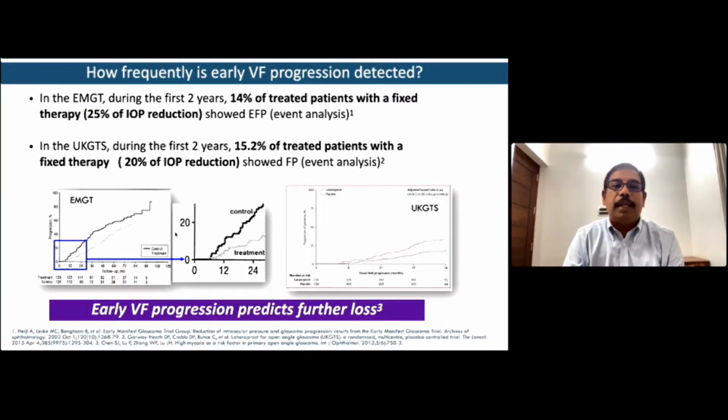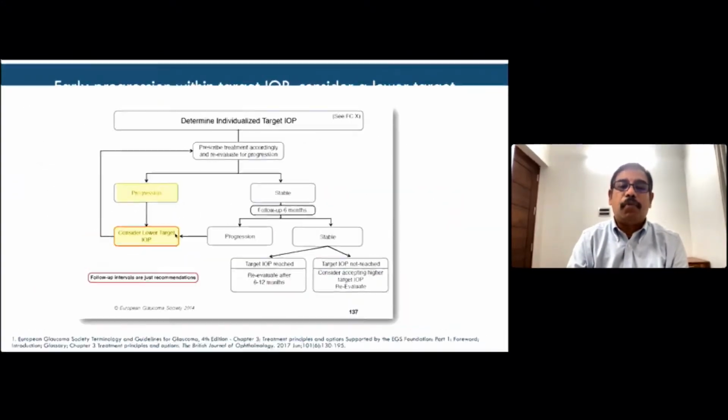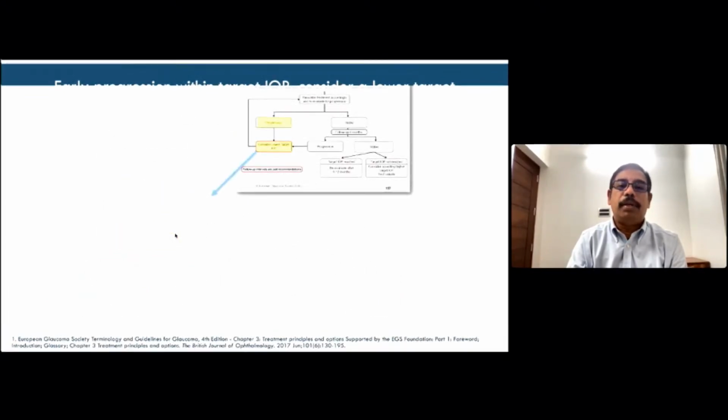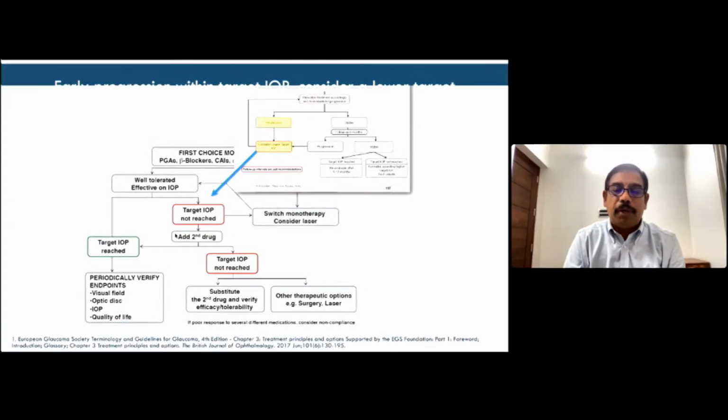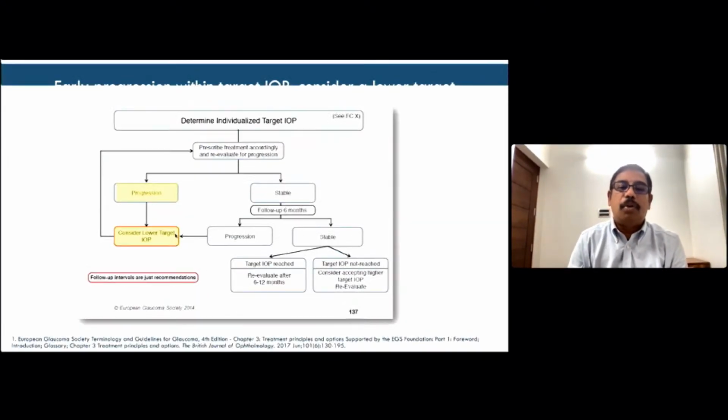From previous studies like EMGT or UKGTS, all these studies have shown that even if you have treated the patient and the pressure is under control, they can still have progression. Progression can still happen in 14 to 15% of the patients. So once you see progression, what you need to understand is that we need to go for further IOP reduction. So we have to consider much lower target intraocular pressures.